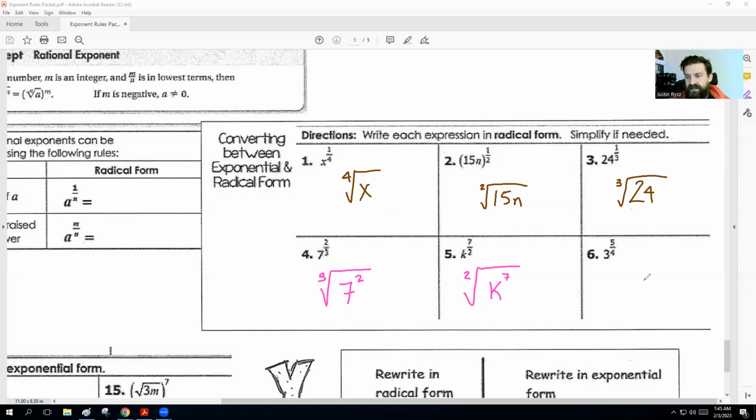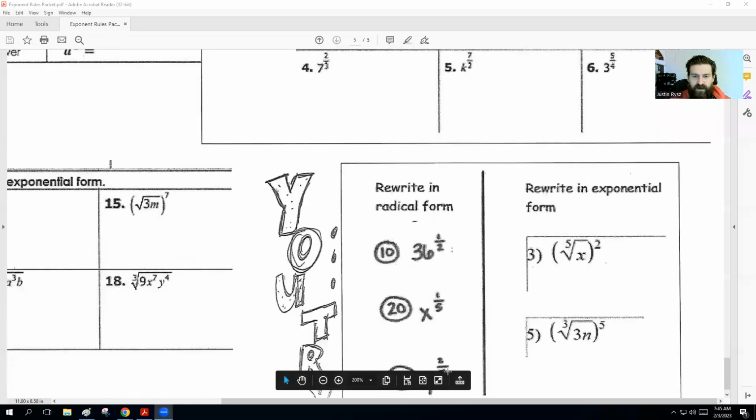That means our base is 3. The denominator is 4, so we have a 4th root. And we're going to put 5 down there as the power. All righty, so hopefully we're getting the hang of that.